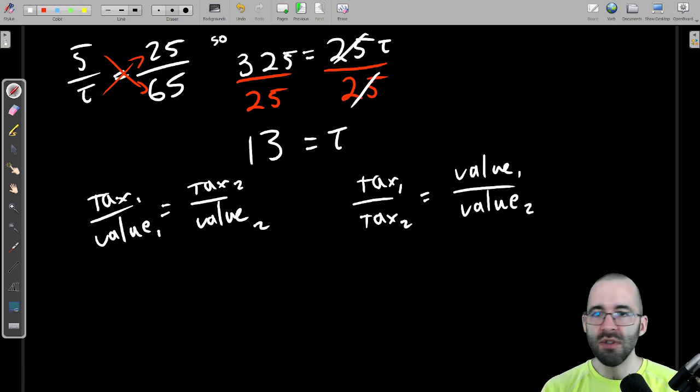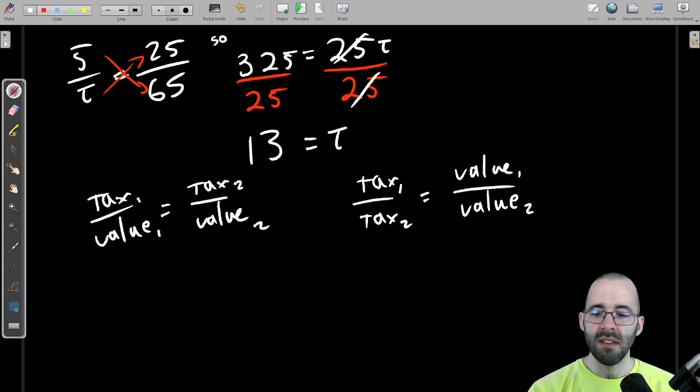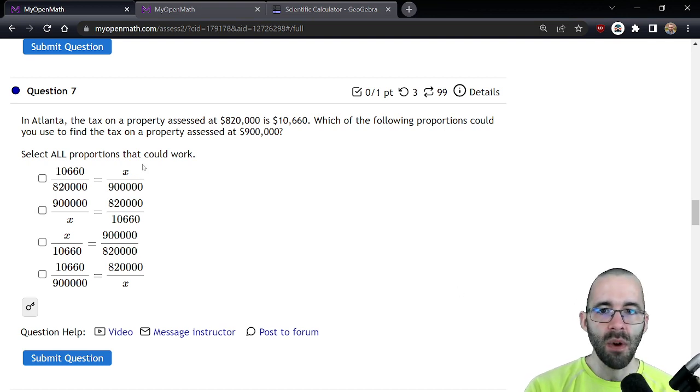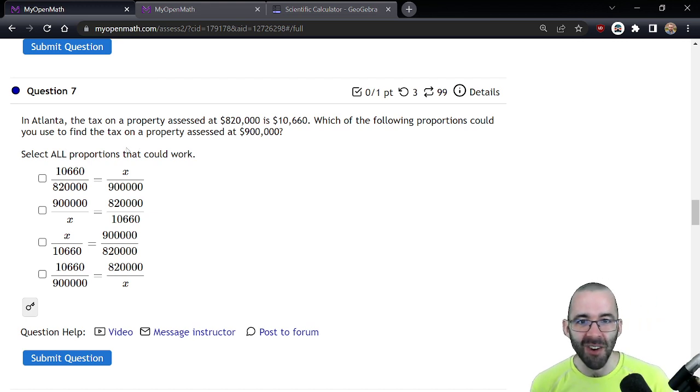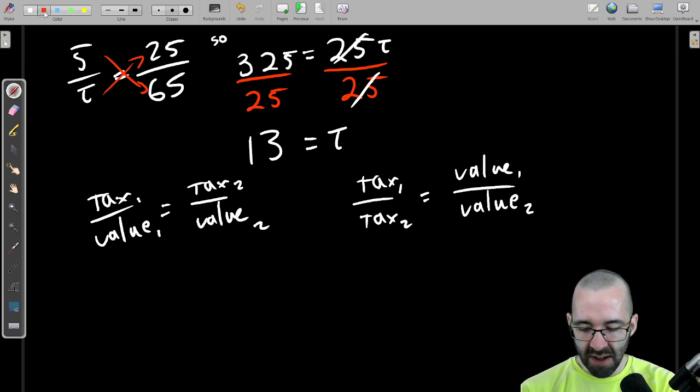So proportions, there's so many different ways to set them up. There are 3 ways I can see to do this one, 4 really. And the book, this homework question only is really having one of the form. Oh, select all the proportions that could work. Okay, so good thing. Let's write this down.